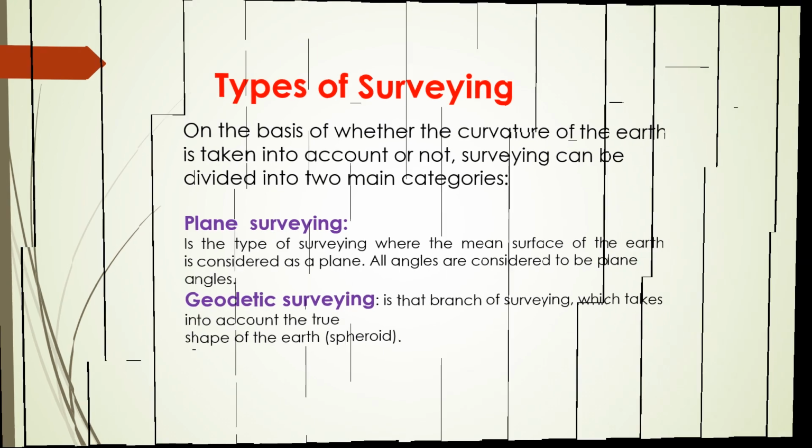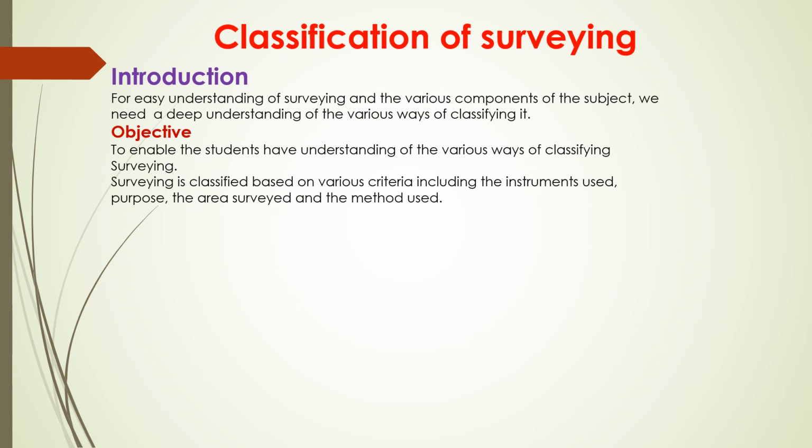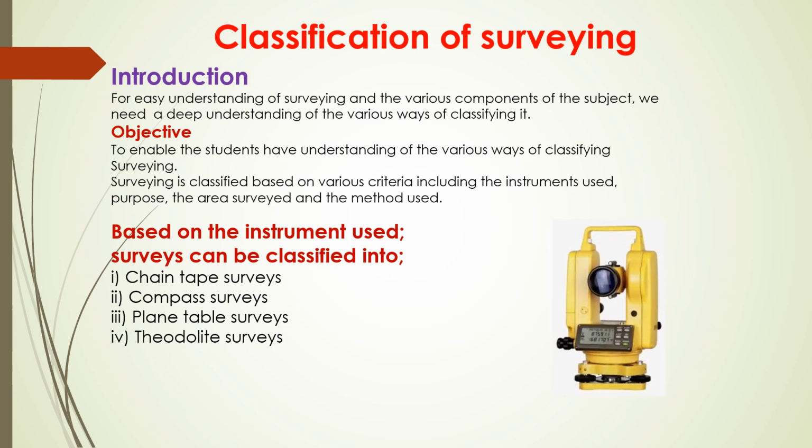Then classification of surveying. For easy understanding of surveying and various components of the subject, we need a deep understanding of various ways of classifying it. Objectives of these classifications are to enable the students have understanding of the various ways of classifying survey. Survey is classified based on various criteria, including the instruments used, purpose, the area surveyed, and the method used.